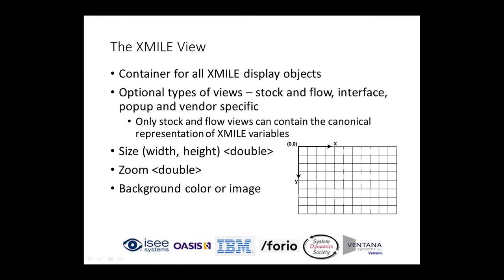Here's just a simple graphic of what an XMILE view looks like. It's a 2D Cartesian coordinate space where the origin is in the upper left. X values increase to the right, Y values increase as you go down.